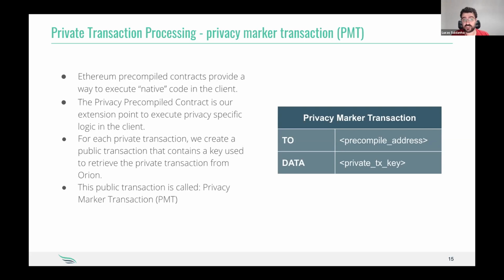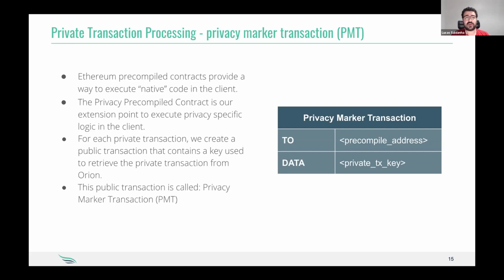The private transaction is never stored in Besu, right? This key is randomly generated. It doesn't leak any information about the original private transaction. In fact, by looking at the PMT, you can't infer any information about the private transaction. You know that someone did a private transaction, but you don't know what node created it, what privacy group it belongs to, or what the contents of that private transaction are.